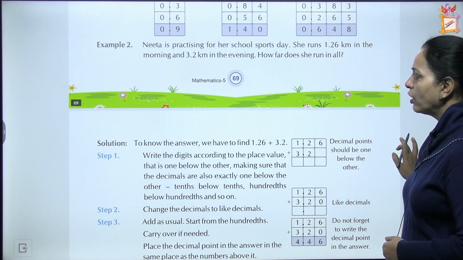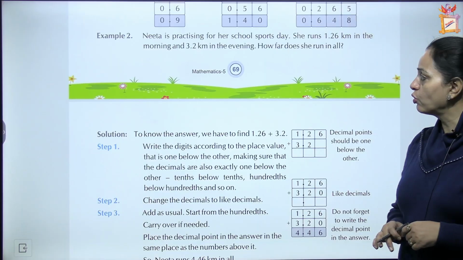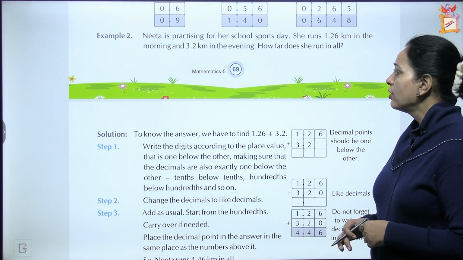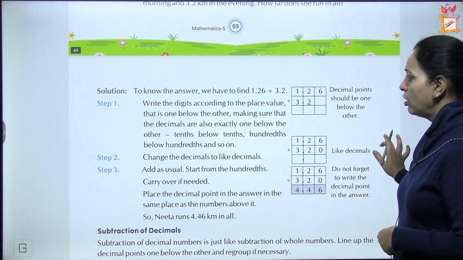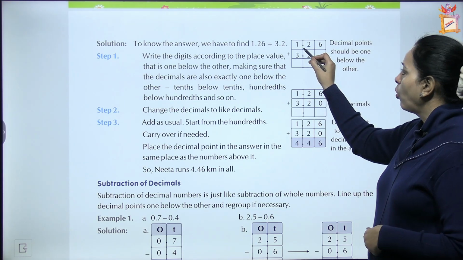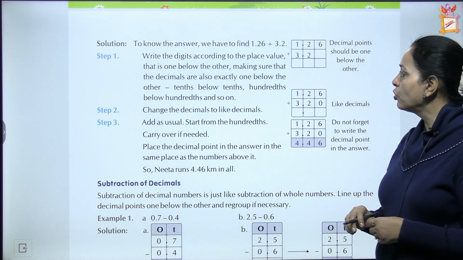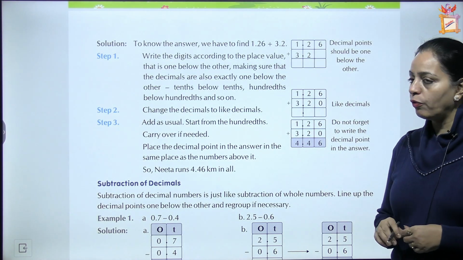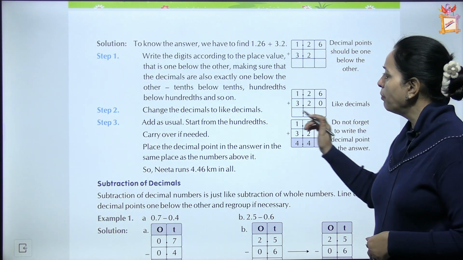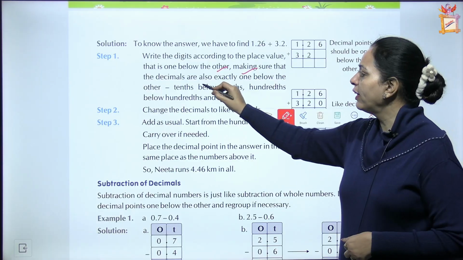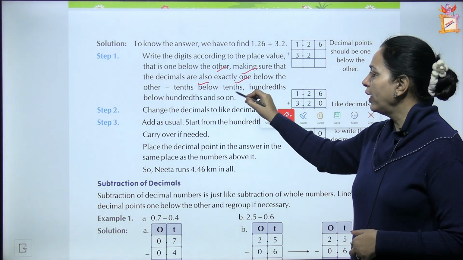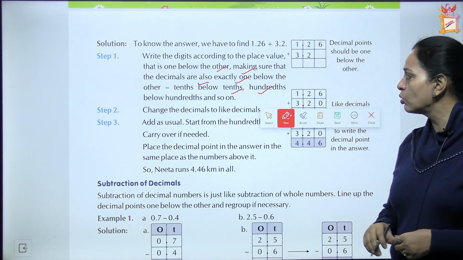Now example 2. Neeta is practicing for her school sports day. She runs 1.26 km in the morning and 3.2 km in the evening. So how far does she run in all? So it means total, their addition. So the one number is 1.26, the other is 3.2. So write it very carefully. So write the digits according to the place value. This is one below the other, making sure that the decimals are also exactly one below the other. 10th below 10th, 100th below 100th and so on.